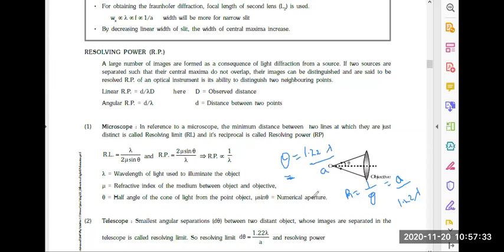See this, it is given. When you talk about a telescope, or even a microscope, I just have to know that resolving power is inversely proportional to lambda. That's it. It's inversely proportional to lambda, for both microscope as well as telescope.